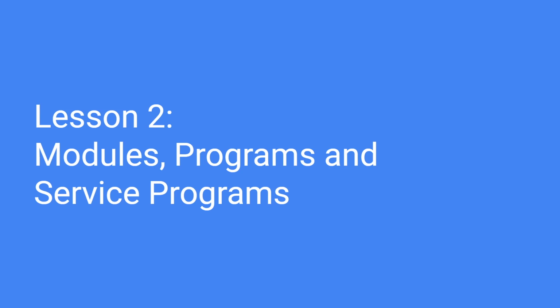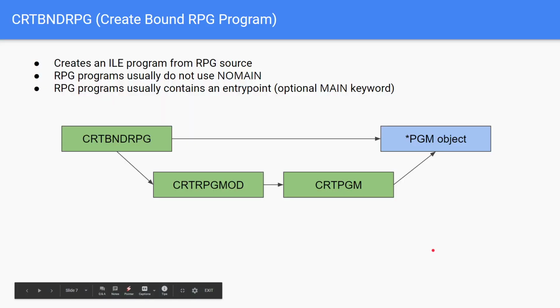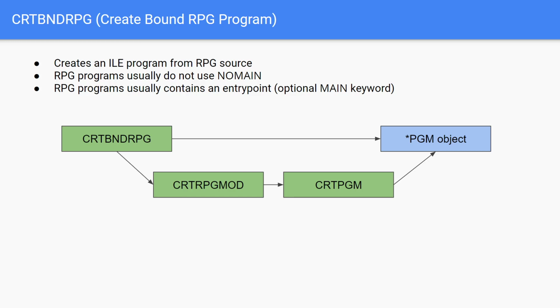So, the first piece that we're going to look at here is create bound RPG. This is the generic one that we all use, but what it does is it creates a program based off of RPG source code. You'll find that regular programs created with create bound RPG do not use the no main keyword, but they may use the main keyword, which is optional, of course, when writing an RPG program.